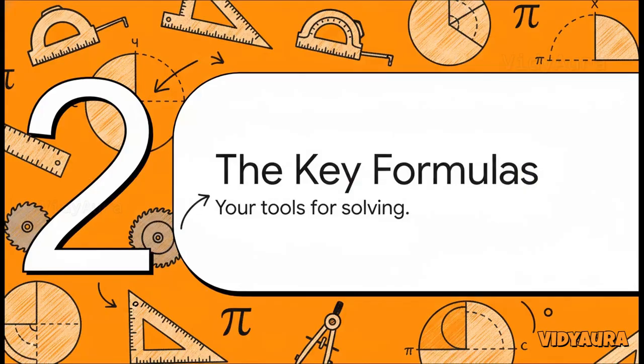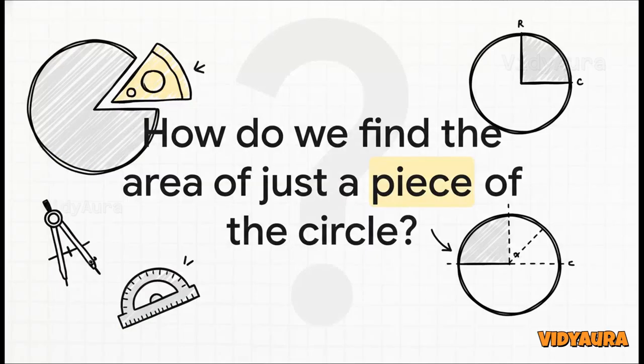Simple, right? All right, so now that we know what sectors and segments are, let's get to the fun part, figuring out how to measure them. These formulas are basically your secret weapons for solving any problem in this chapter. So here's the big question. We all know how to find the area of a whole circle, but how on earth do we find the area of just one little piece of it? Well, let's look at the logic.